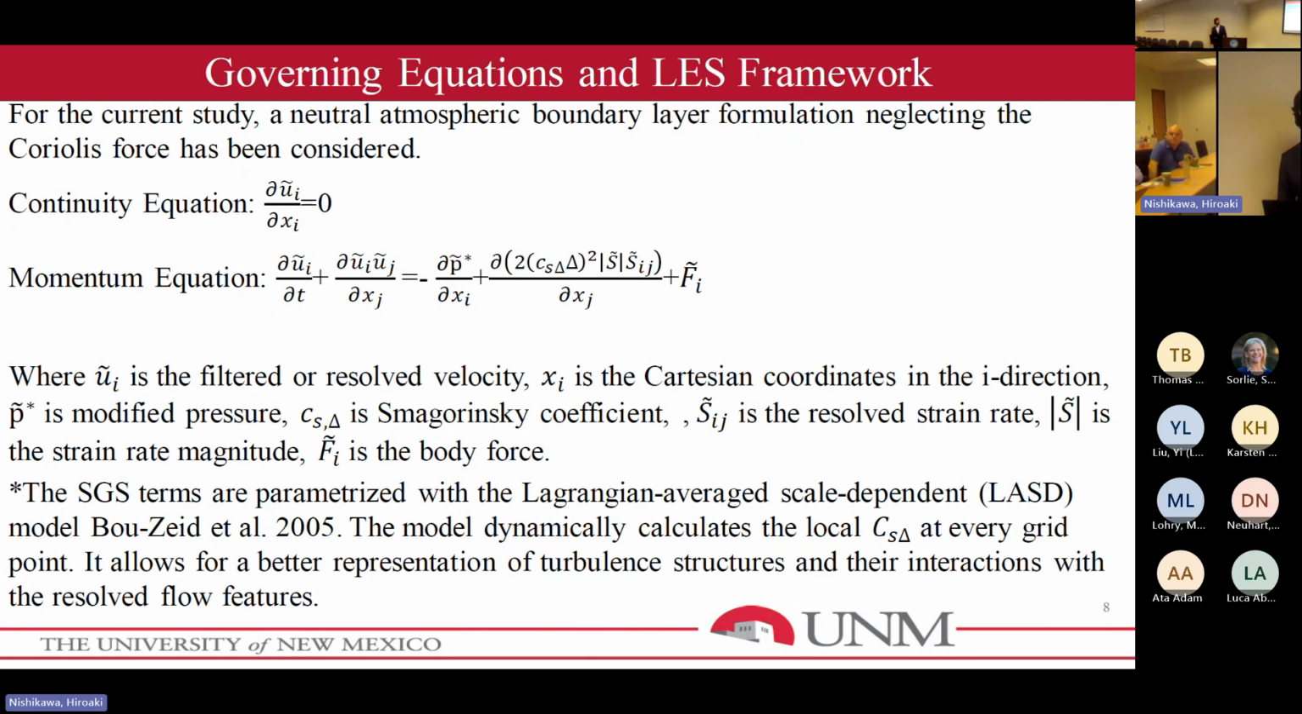Since it's LES, we need to parameterize the SGS terms, and that has been done with the Lagrangian averaged scale-dependent model. This is by far the best model to calculate the smoothing coefficient, because it calculates the coefficient at every grid point, and it offers a better representation of the turbulence structure and their interaction with resolved flow structures. Do you account for gravity? No.